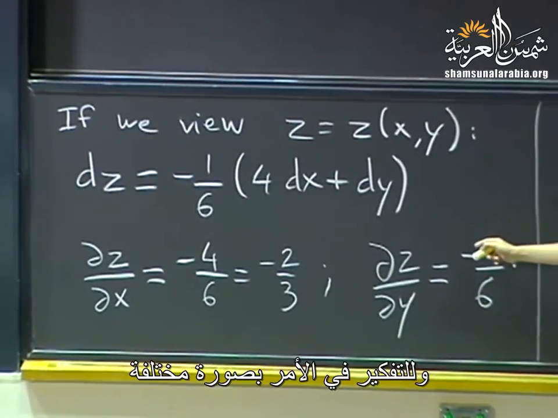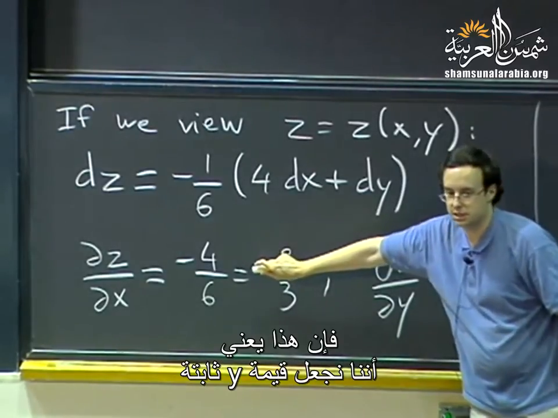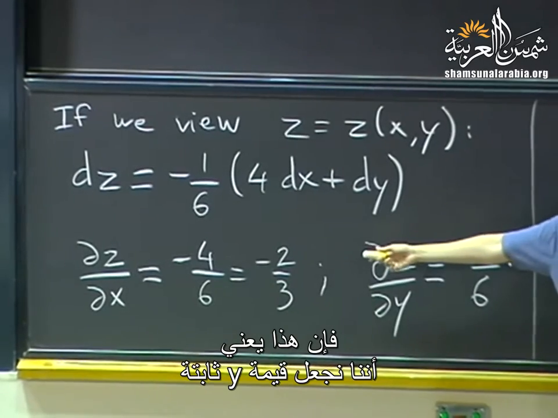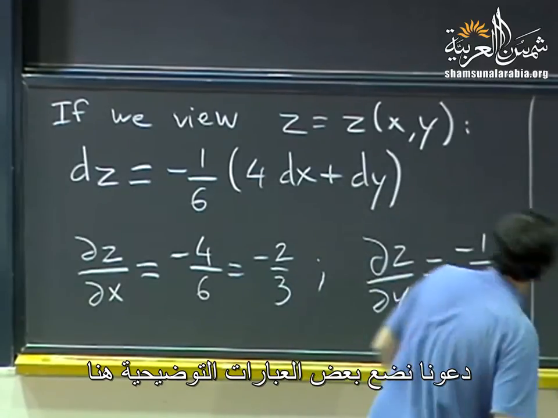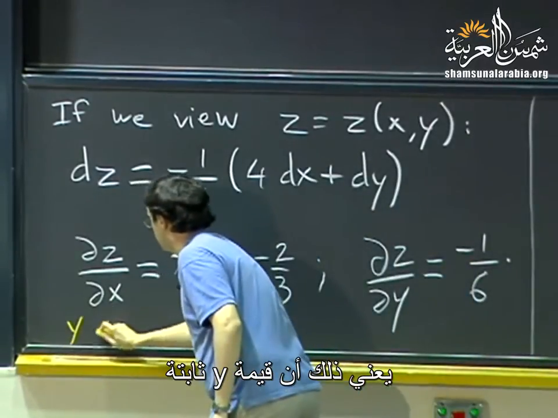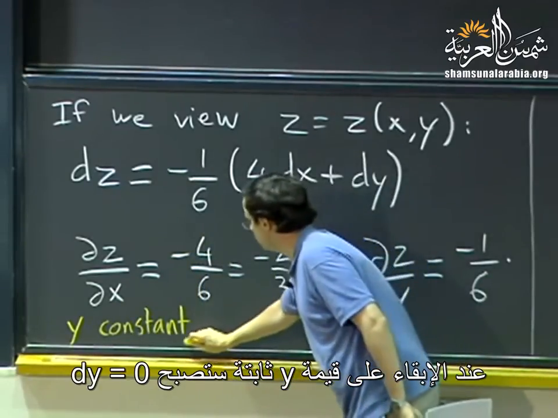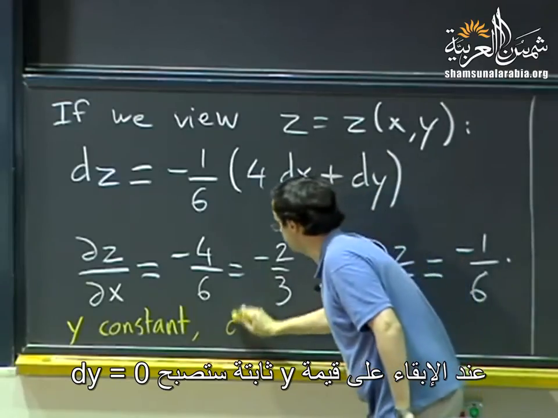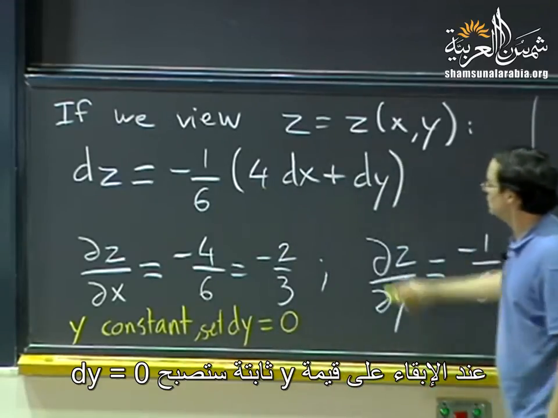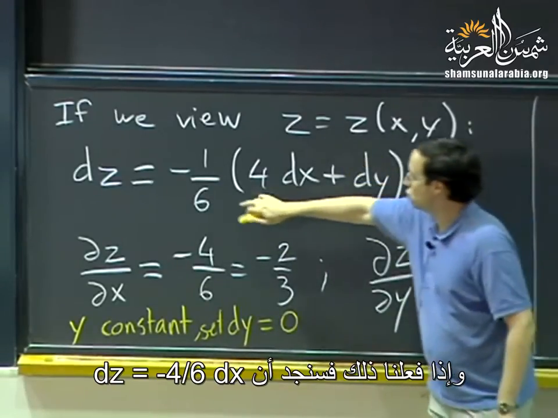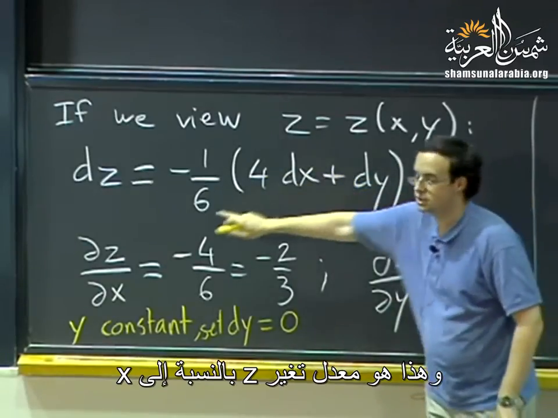Okay. Another way to think about this, when we compute partial z over partial x, that means that actually we keep y constant. Let me actually add some subtitles here. So here that means we keep y constant. And so if we keep y constant, another way to think about it is we set dy to 0. We set dy equals 0. So if we do that, we get dz equals negative 4/6 dx. And that tells us the rate of change of z with respect to x.